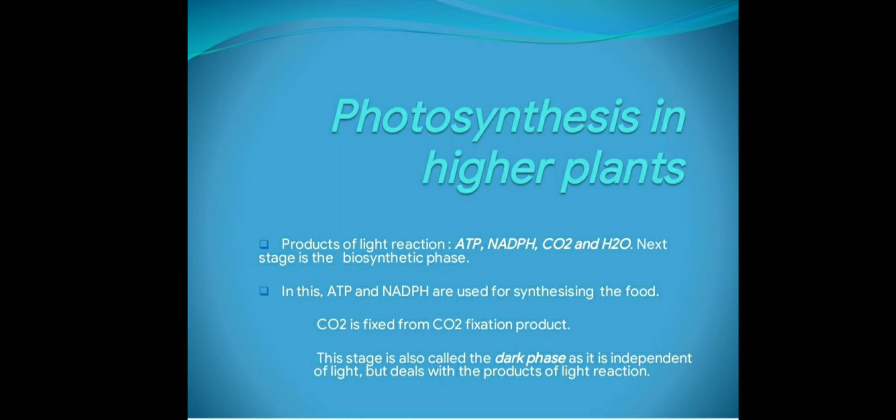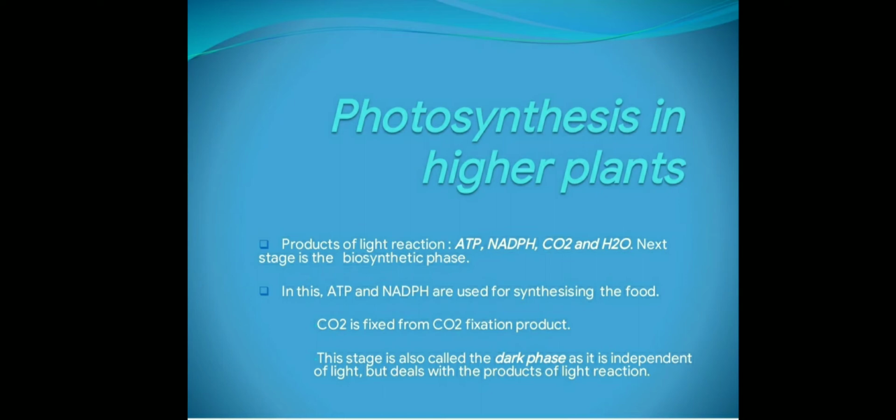M. Calvin and his co-workers performed many experiments on green algae using radioactive carbon 14, and they came to the conclusion that CO2 fixation takes place in photosynthesis. It is reduced to form glucose. So CO2 is fixed, and this CO2 forms the glucose. So this process is called the biosynthetic phase.